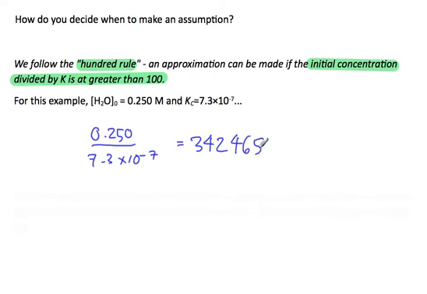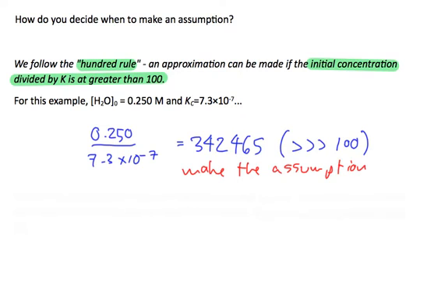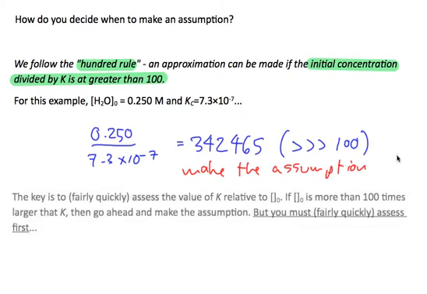342,465, which is much greater than 100. So that means you can make the assumption. That's what you need to look for. You need to look for that 100 rule with your initial concentration and your value of K. And if you can make the assumption, you go ahead and make it.